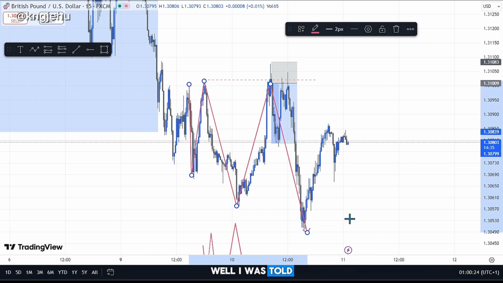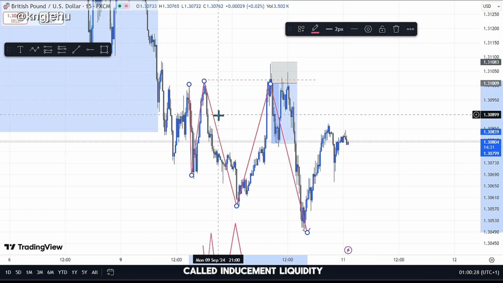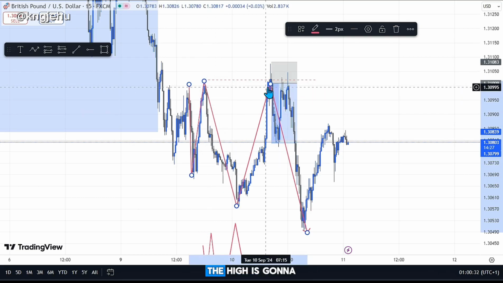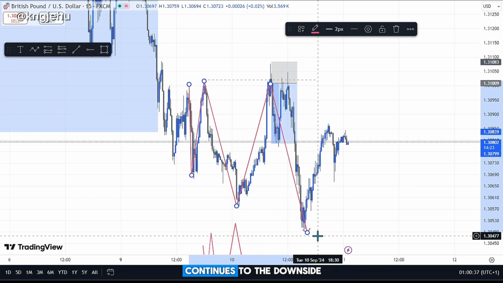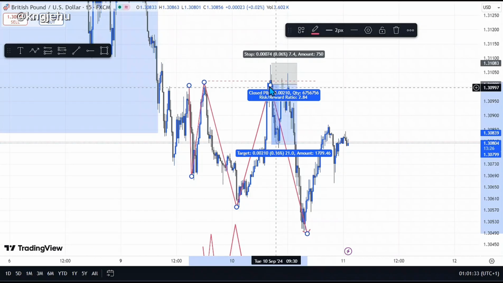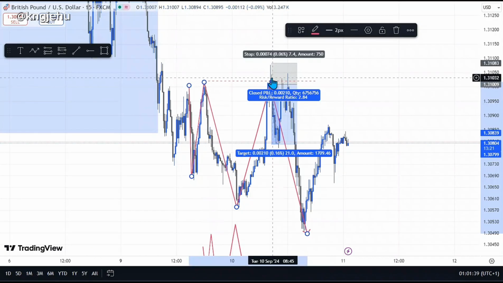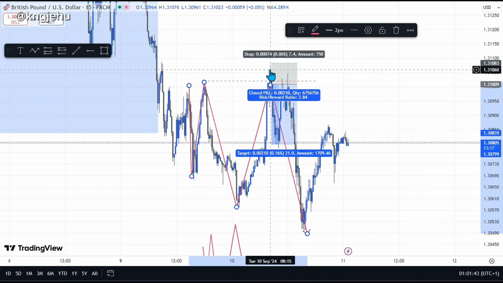But I was taught that whenever there is no structural liquidity, we're going to have what's called inducement liquidity. So this high is not going to be protected as expected. The high is going to be taken. That's inducement liquidity before the market continues to the downside. And then I entered and put my stop loss. My stop loss was taken. Then I remembered that I was taught inducement liquidity. So I got in the second time somewhere up here.